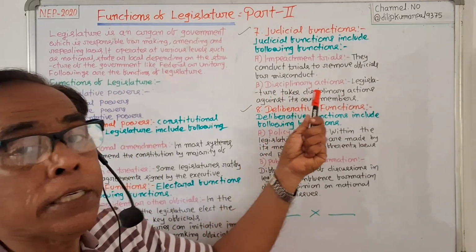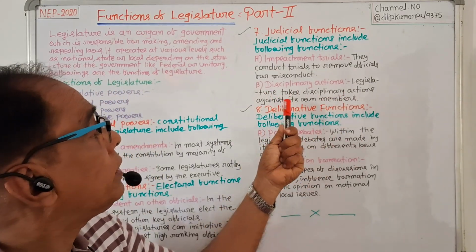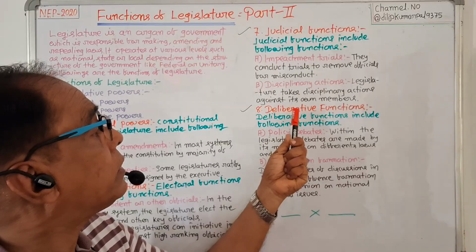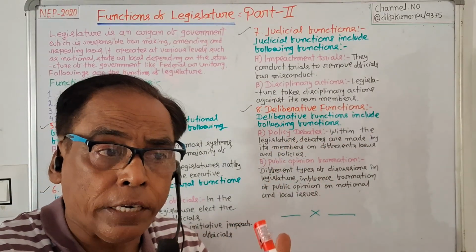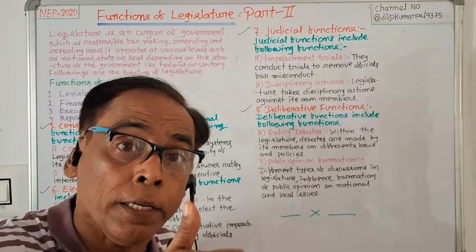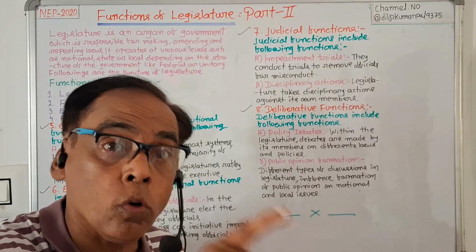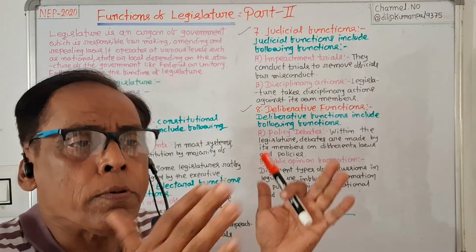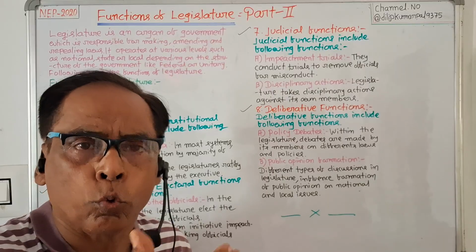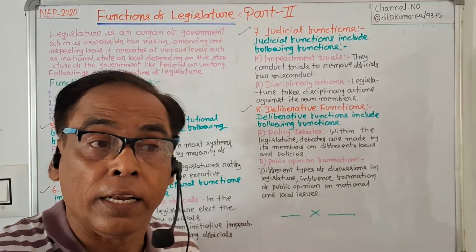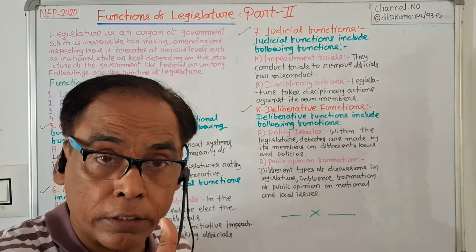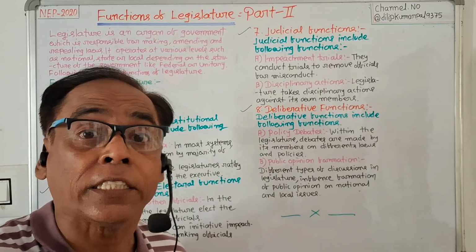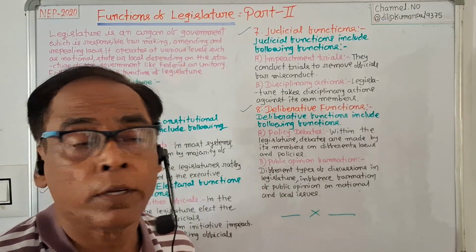Then disciplinary actions. Legislature takes disciplinary actions against its own members. Another judicial function of the legislature is that legislature can take disciplinary actions against their own members. If any member of legislature violates rules and regulations of the legislature, legislature can take disciplinary actions against its members.